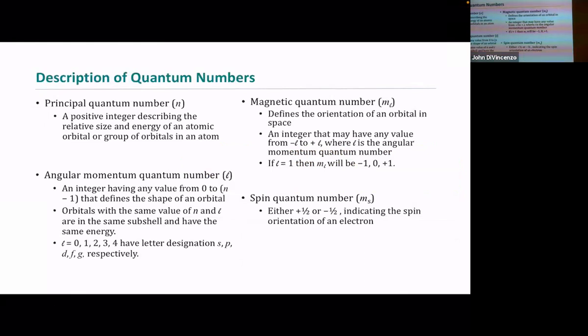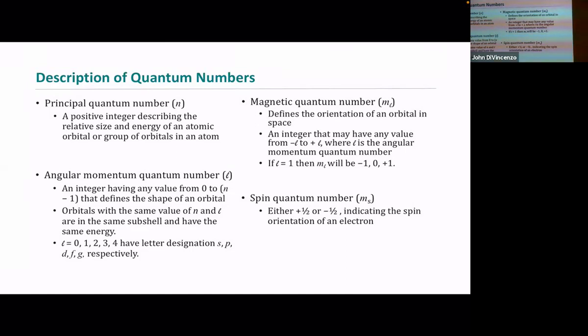The principal quantum number N is a positive integer describing the relative size and energy of an atomic orbital or group of orbitals in an atom. It's the first quantum number, the principal one, and it gives you a general location for an orbital. And it tells you the size, if you will.